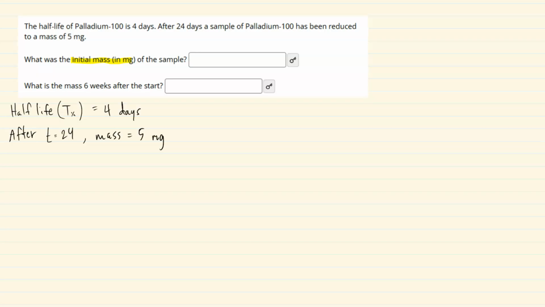And the general formula for a problem like this, where we're dealing with half-life, where we have exponential decay, is A of t equals A sub 0, the initial mass, times 1/2 raised to the t divided by the half-life, t sub 1/2.